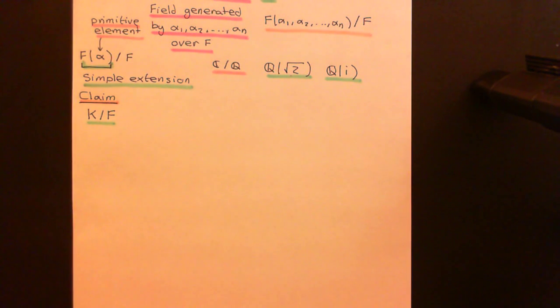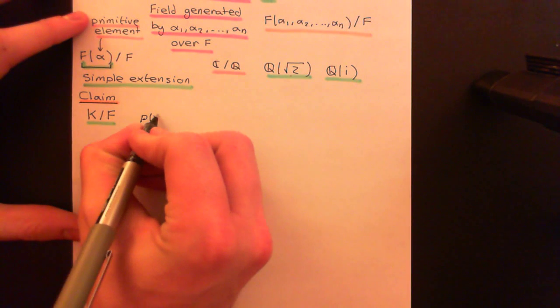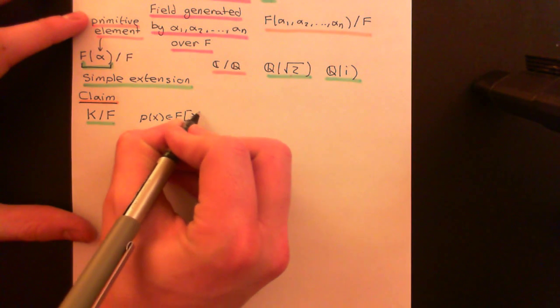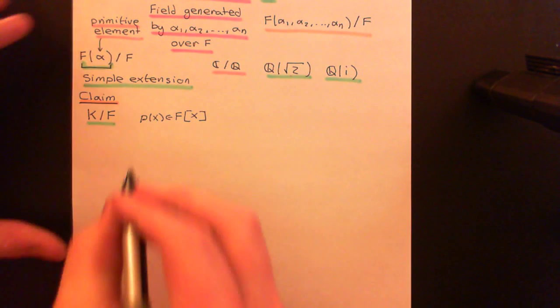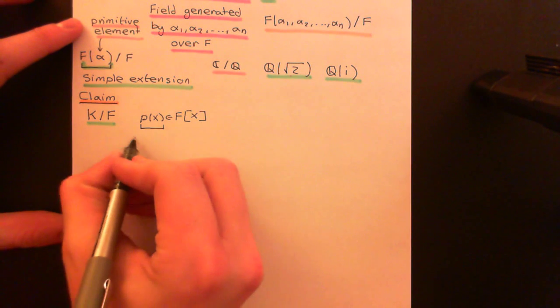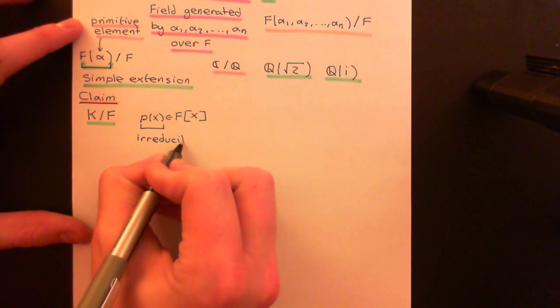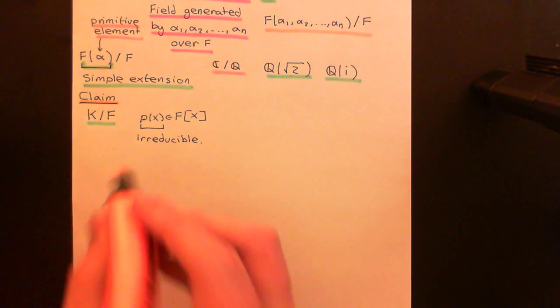And what we're going to have is some polynomial, p of x, which is going to be an element of the ring of polynomials over the field capital F. So this is all starting to look familiar again. And again, we're going to suppose that this polynomial p of x is irreducible in the ring of polynomials over the field capital F.